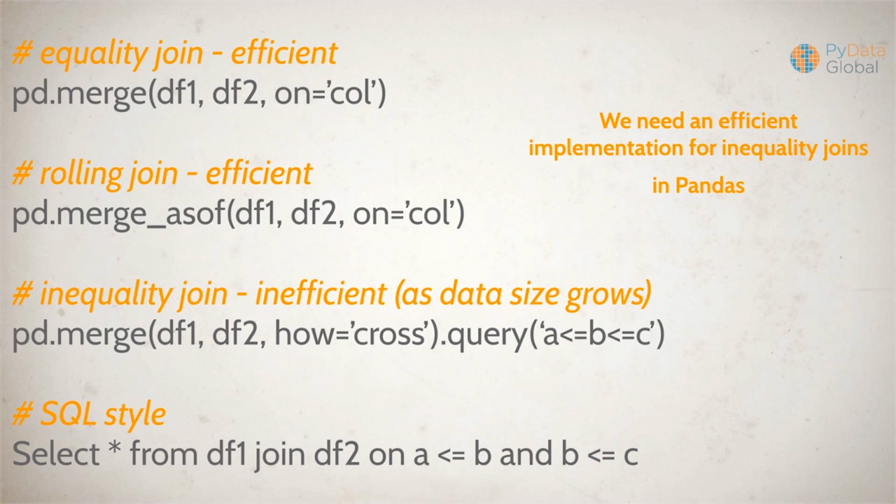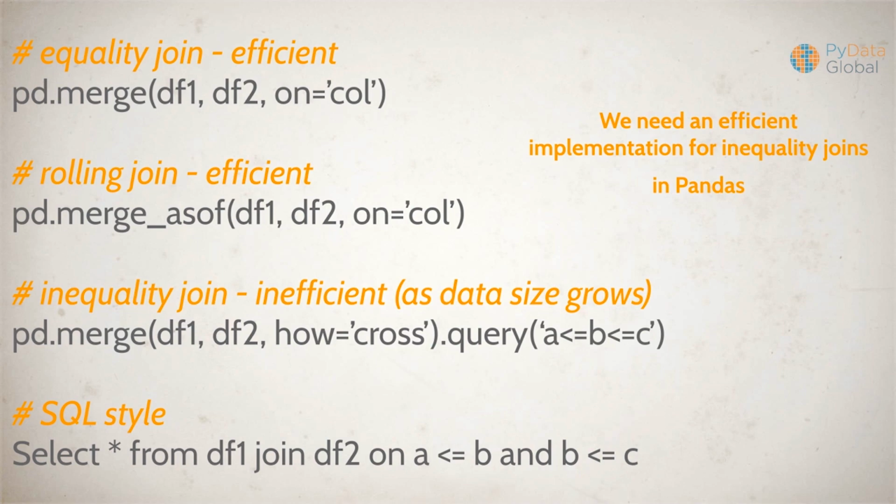Now, for relatively small data sizes, it doesn't matter. It's okay to go with that. But as your data size increases, it becomes inefficient, it becomes non-performant. And we need an efficient implementation for inequality joins in Pandas.